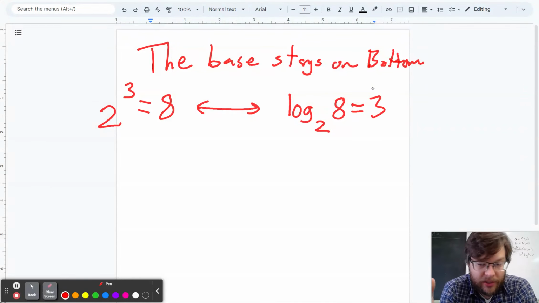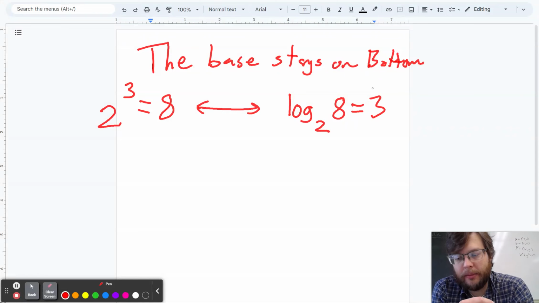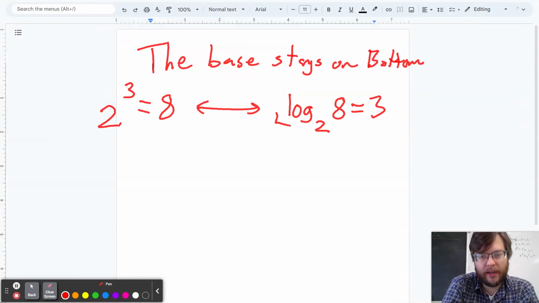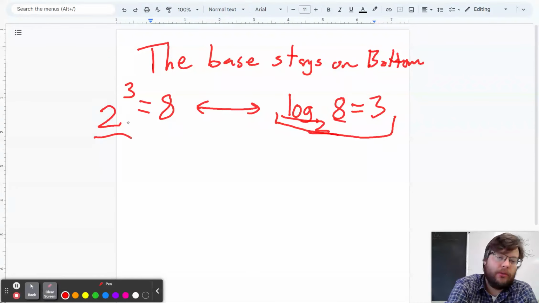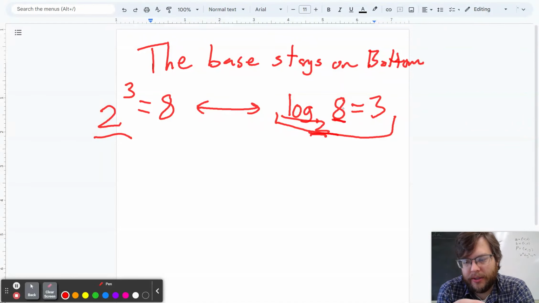And I really encourage you, when you see a logarithm, to say in your head, when you read it, the word base. When I read this on the right side, I read this as log base 2 of 8. Helps me remember that the 2 is staying on the bottom. We had 2 raised to the 3. Now we have 2 below the 8. And the word log just means you switched it around.